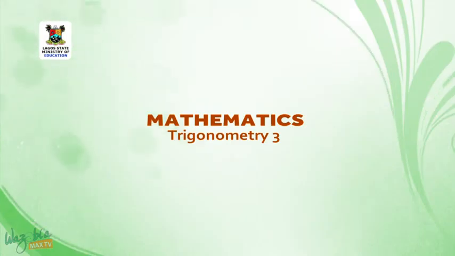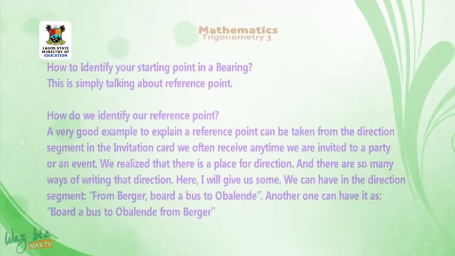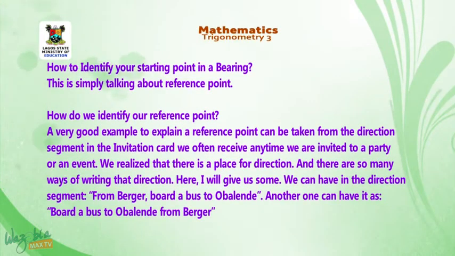Welcome back to the third segment, how to identify your starting point in a bearing. This is simply talking about reference points. How do we identify our reference point? A very good example to explain a reference point can be taken from the direction segment in the invitation card we often receive anytime we are invited to a party or an event. We realize that there is a place for direction, and there are so many ways of writing that direction.